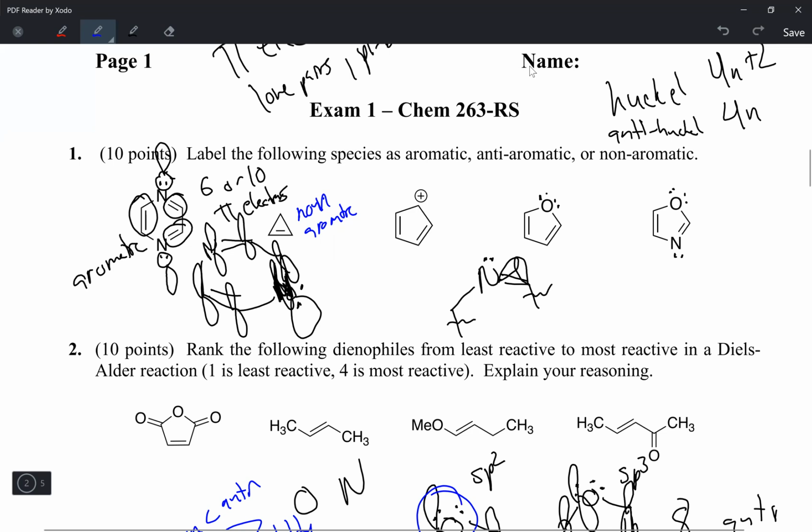So let's look at it. Does it fit criteria 1? Yeah, cyclic. And the thing is, can you change the hybridization of this carbon? Through resonance? Technically, yeah. If you think about it, you could resonate it, but it just makes the same structure, right? So resonance doesn't really do anything in that.